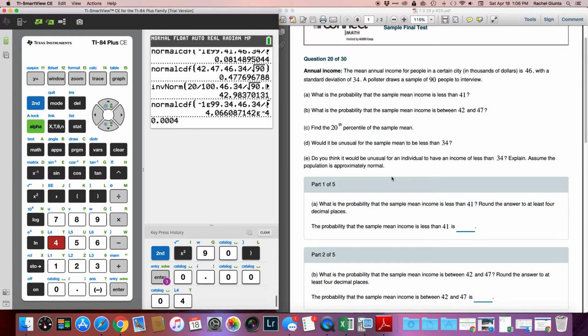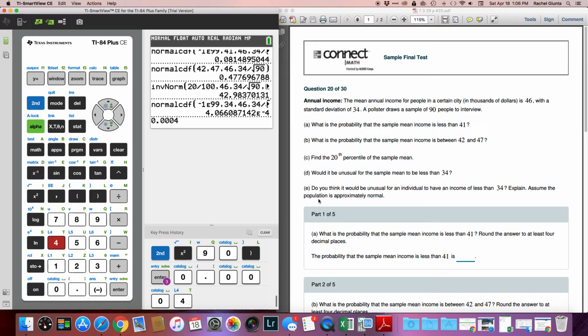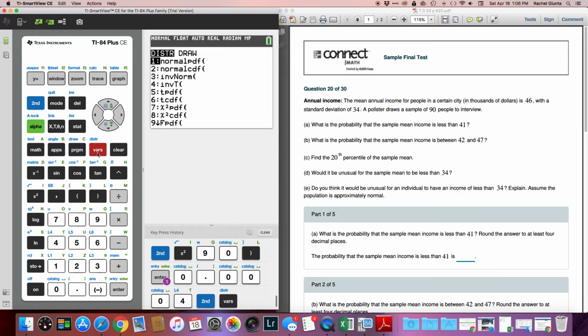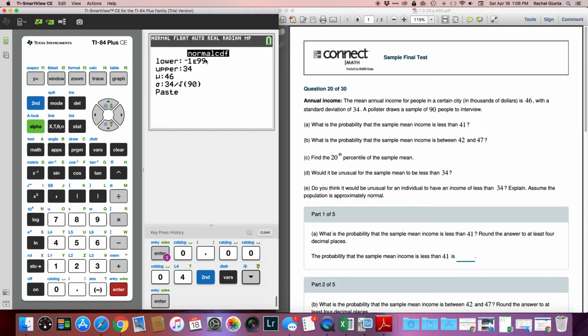Part 5, usually in 7.3, if it's a 5-part question, part 5 changes one thing. It changes from sample mean to an individual. And sometimes it'll give you a different number here. In this case, it's the same number. But because it's still a would it be unusual, which is a type of probability question, then second VARS, normal CDF, and we still have the same lower and upper bound and the same mean. The only thing that's going to change here is now, instead of it being a sample mean, it's an individual.